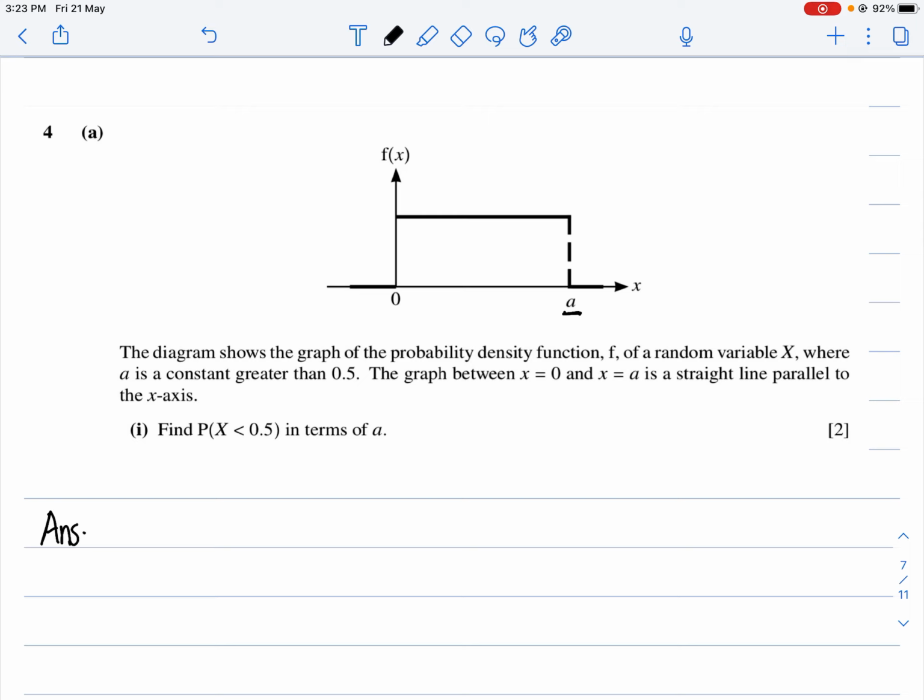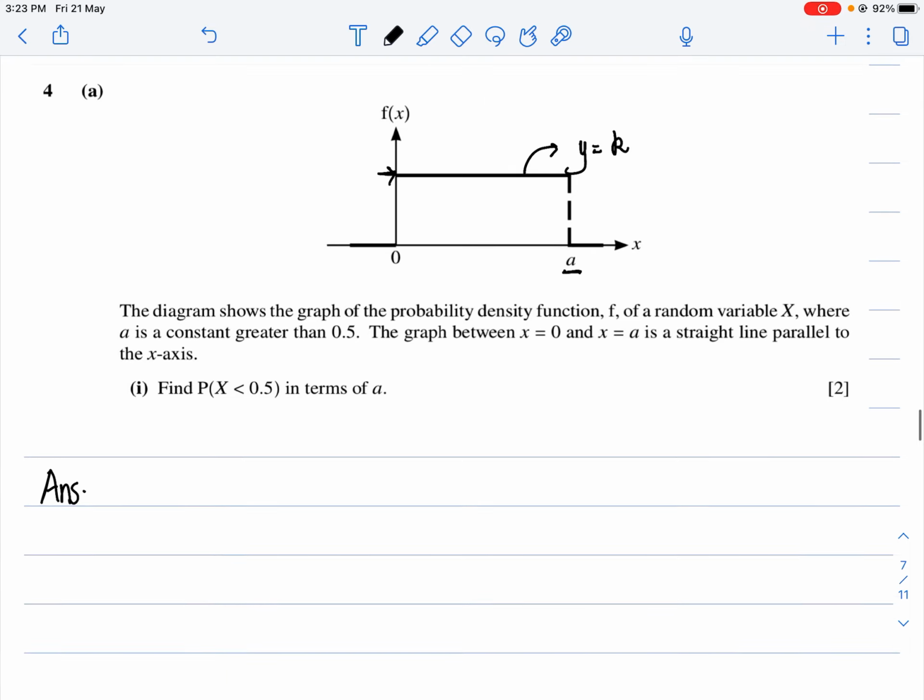Now I know, because this is a parallel line, this will have a function like y equals k, correct? Y equals a constant, whatever this y coordinate is. So now what we basically need to do is find this y coordinate in terms of a. As you can see, this is a rectangle. The area of a rectangle is given by L into B.